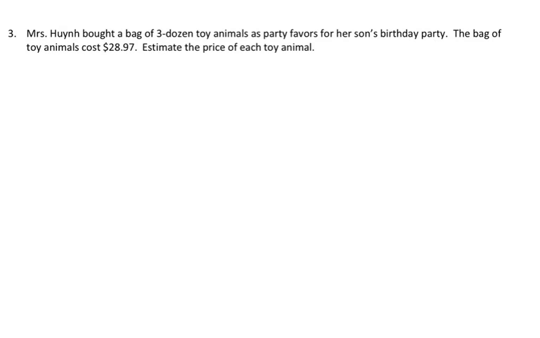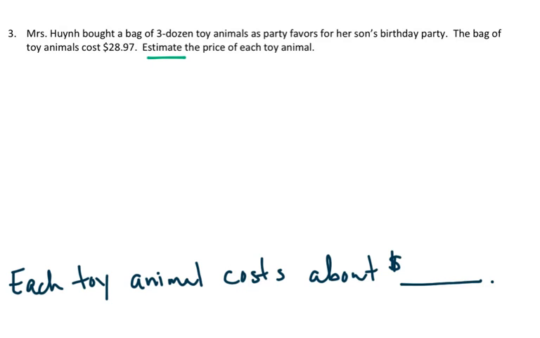Now I'm going to move on to the word problem, and it's question number 3. Mrs. Hyun bought a bag of 3 dozen toy animals as party favors for her son's birthday party. The bag of toy animals cost $28.97. Estimate the price of each toy animal. So again, we're going to estimate here. Let's start with our target sentence. Each toy animal costs about blank. So that word about tells us it's not exact, so it's an estimate, it's close.